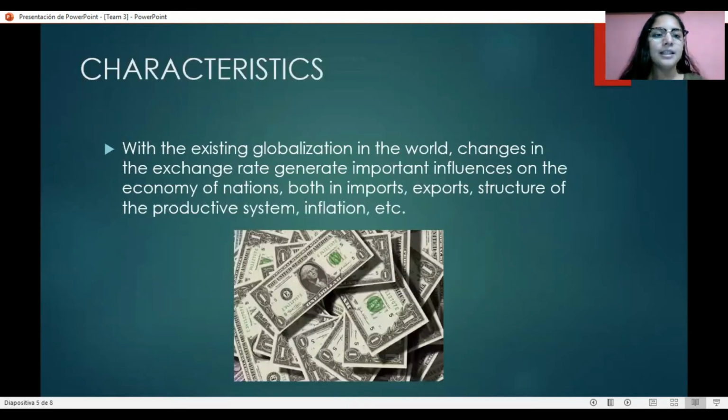And this is a characteristic like the exchange parity, with the existing globalization in the world. Changes in the exchange rate generate important influences on the economy of nations, in the import and export structure of the product system and inflation. And this is all of my part.